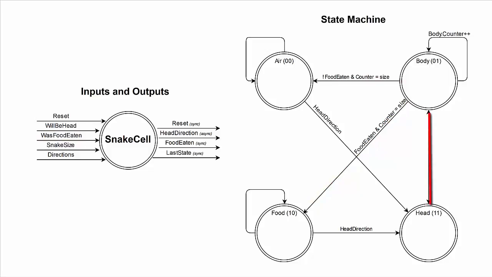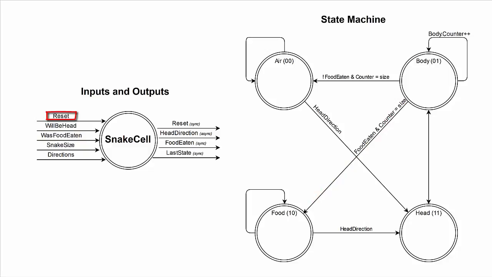When a cell turns into a body, it activates its own counter that will count up to the current size of the snake. When it reaches this size and no food has been eaten, the cell will become air or head. If it receives the was food eaten signal, it becomes food.